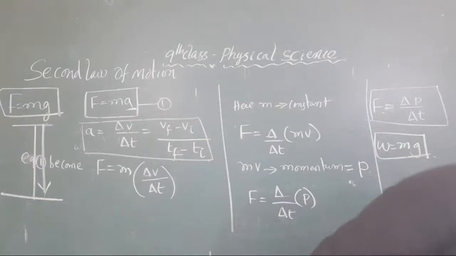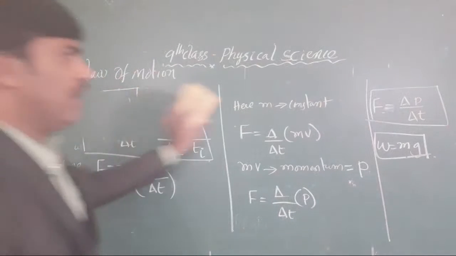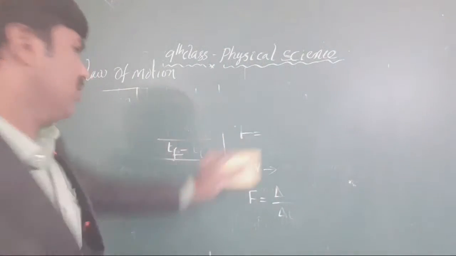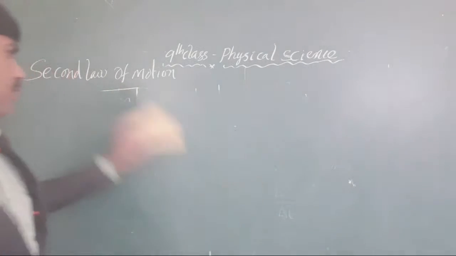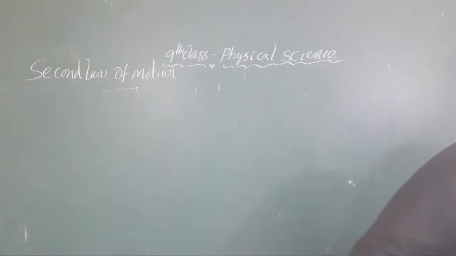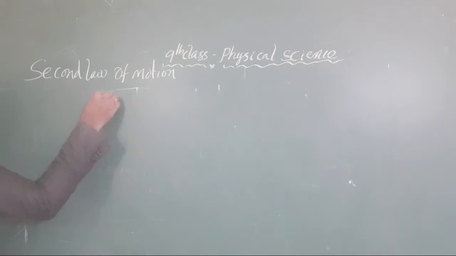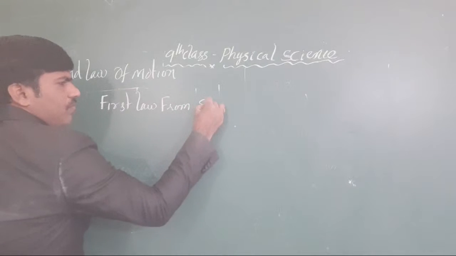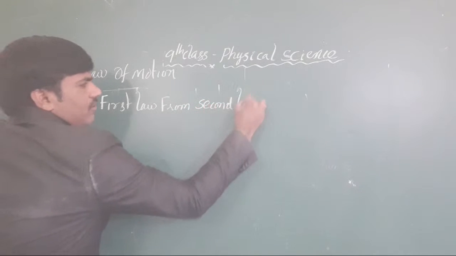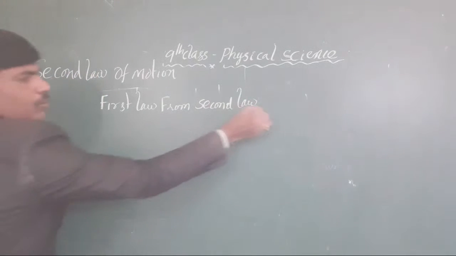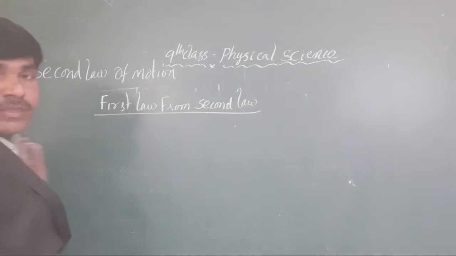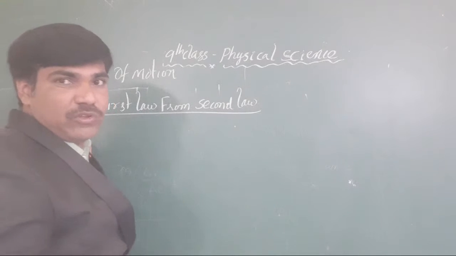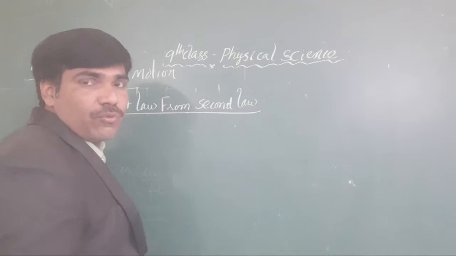Once we have the second law, we have to derive the first law from it. It is not there in our textbook. Please consult it once. First law from second law. How are we getting the first law from the second law? It is very important, and why? Because the first law only contains a statement. There is no mathematical proof for the first law till now. We take that also.